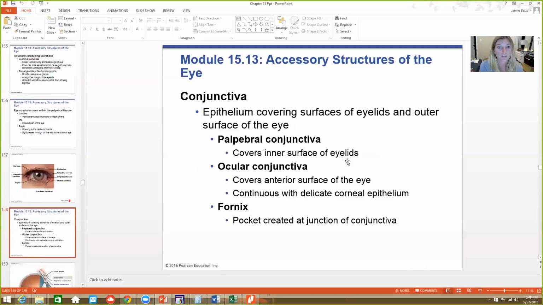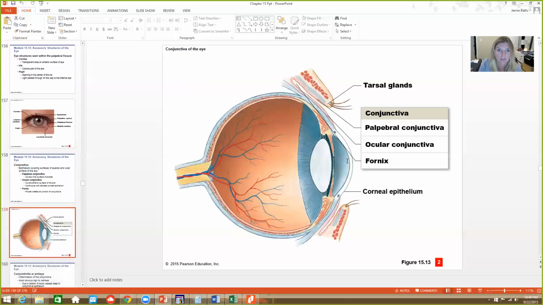So let's talk about the conjunctiva. The conjunctiva is the surface covering of our eyelids and the outer surface of our eye. So there's a palpebral conjunctiva and an ocular conjunctiva, and the palpebral is covering the inner surface of our eyelids. The ocular is covering the anterior surface of our eye. It's just an extra layer of protection on top of our cornea, and the fornix is the junction of the conjunctiva. So here you see what we're talking about.